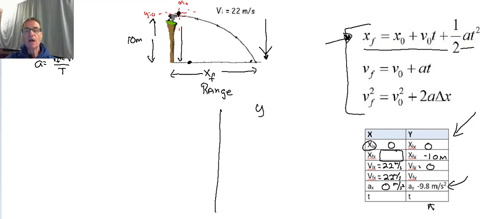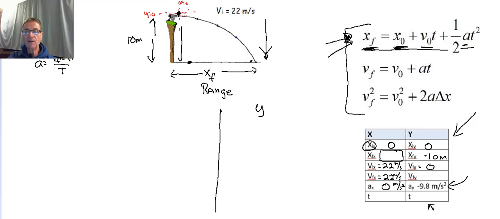In this case, I'm going to look at the y dimension data and try to figure out how much time the cannonball is going to be in the air. Once I know the time, that becomes very helpful on both sides. Let's look at equation number 1 here. I know my final position, I know my initial position, I know my initial velocity is 0, and I know my acceleration. So I could figure out the time.